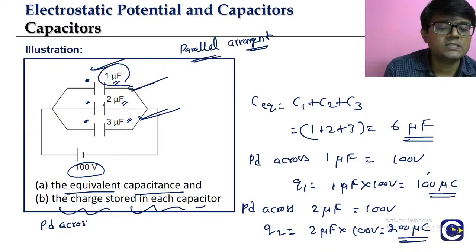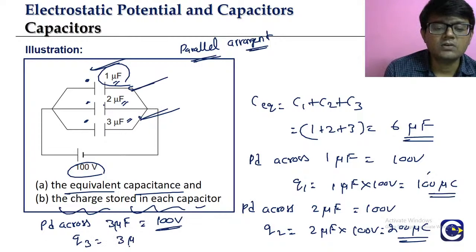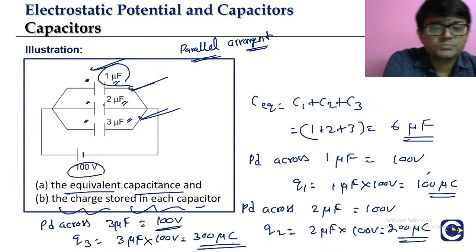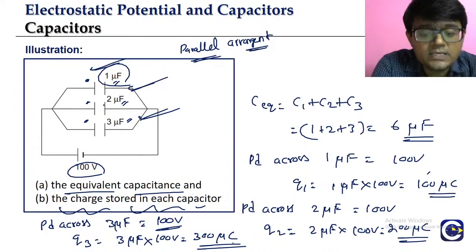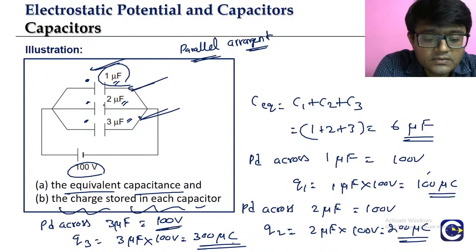Now look here, the third capacitor. What is the potential difference across the 3 microfarad capacitor? It is 100 volt, because that is also connected in parallel across the battery. So what is the charge on that? Its capacitance into potential difference, 300 microcoulombs. So the equivalent capacitance is 6 microfarad.